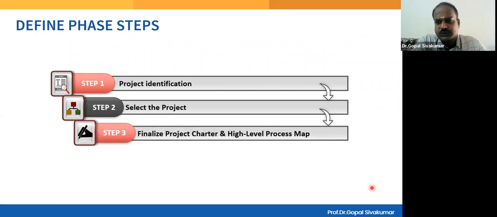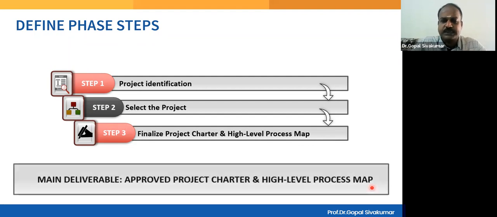And then for the most important one, we need to prepare a detailed execution plan. We call it project charter. And then along with the project charter, we will also prepare a high-level process map. And these are the 3 important steps. And ultimately, the deliverable at the end of the define phase is an approved project charter.